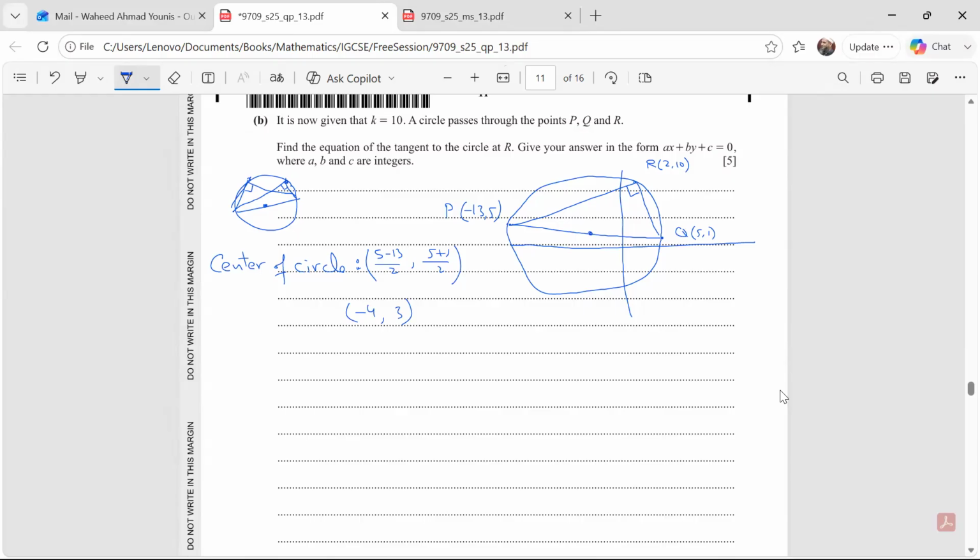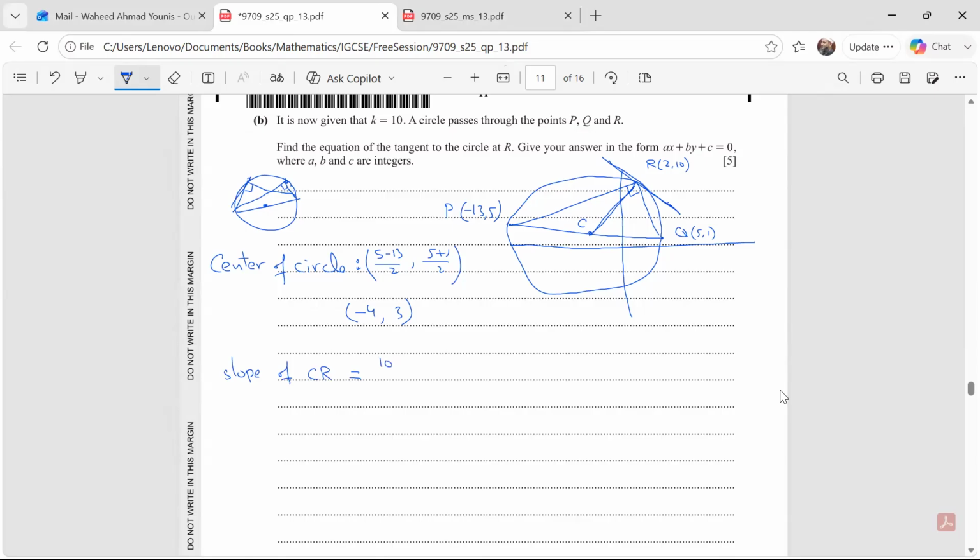Now I need to find the equation of the tangent to the circle at R, this line, right? Of course, this tangent line will be perpendicular to this radius. If I call the center point C, then the line CR is perpendicular to the tangent line. So let me find the slope of CR. How do we find it?